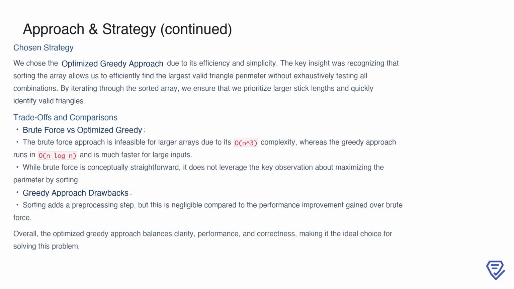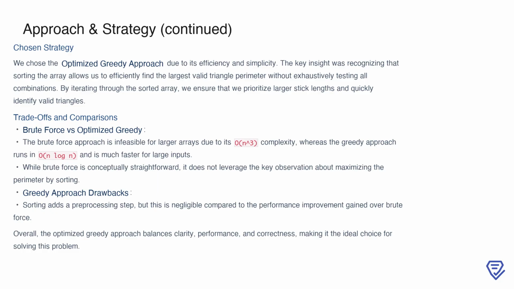The key realization was that sorting the array allows us to quickly and effectively identify the largest valid triangle perimeter without needing to test every combination. By checking consecutive triplets in the sorted array, we naturally prioritize larger stick lengths and can swiftly determine the solution.